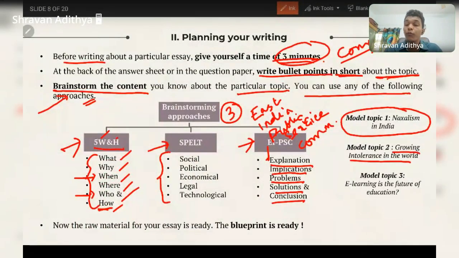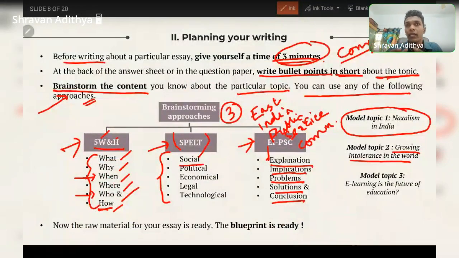And then the next one is the growing intolerance in the world. For this topic, I take the SPELT approach. The growing intolerance in the world is a very wide topic. First you talk about the social intolerance that is happening. That is, as a society, how we are becoming more and more intolerant, how xenophobia is taking place, how we are not ready to welcome people who are very different from us. You can also state examples like the attacks against migrants from North India in South India. Those kinds of things are social intolerance.